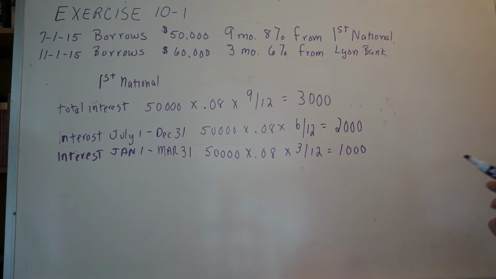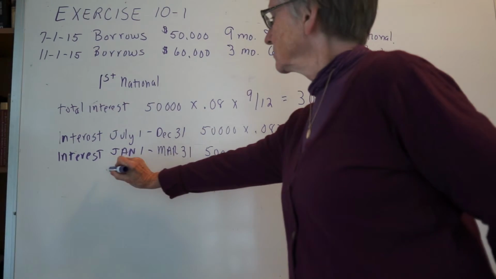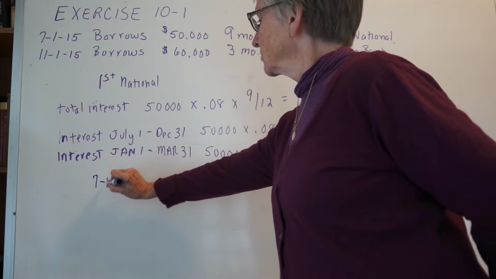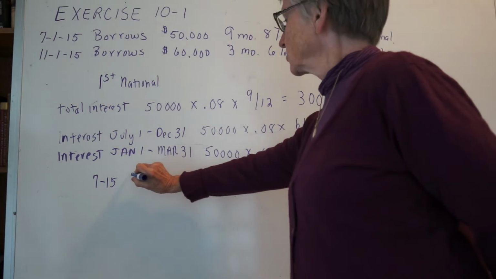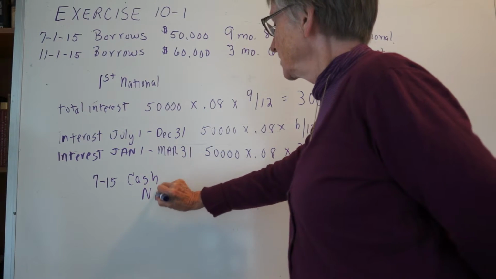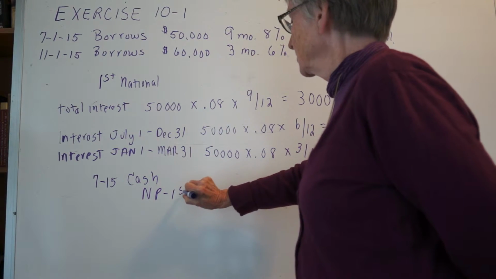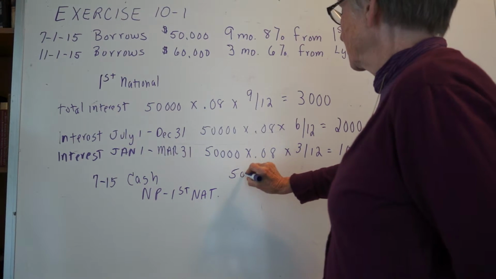So when we go to do the journal entry for that, we've got all the information we need. On 7/15, we borrowed some money from the First National Bank. And so we know we got some cash, and we had a note payable to First National for $50,000.